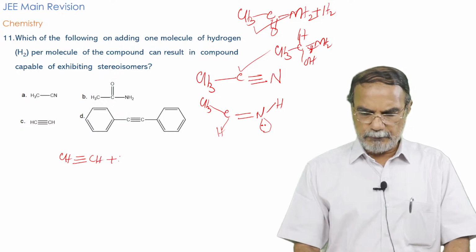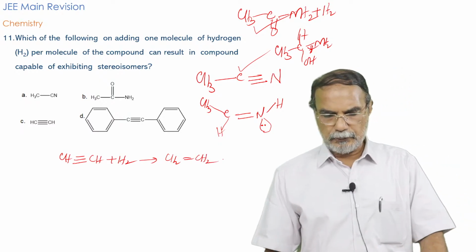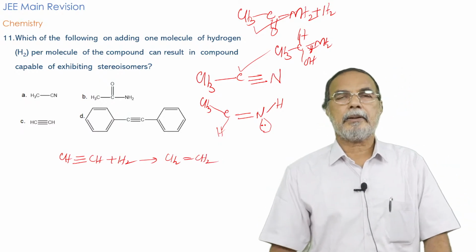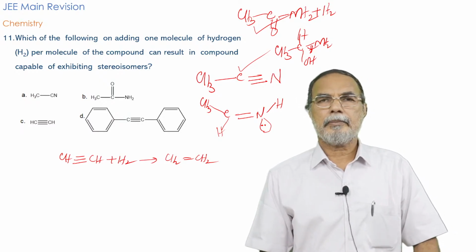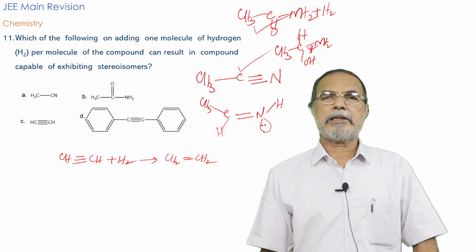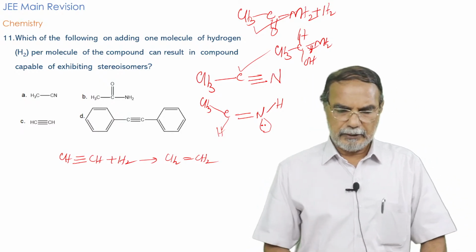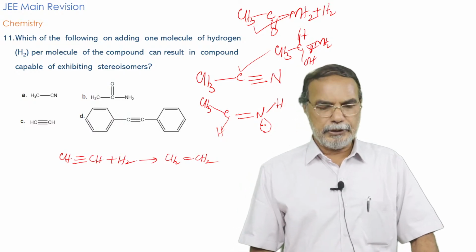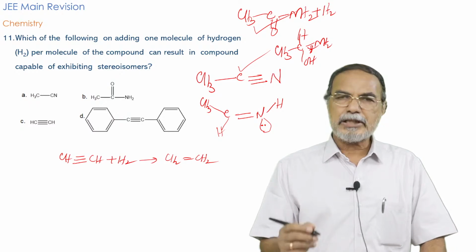It adds 1 molecule of H2. You have ethylene. In the ethylene, as you know, it doesn't exhibit geometrical isomerism. It is not chiral and therefore doesn't exhibit optical isomerism. So the third molecule C doesn't exhibit stereoisomerism. And what about the last molecule?